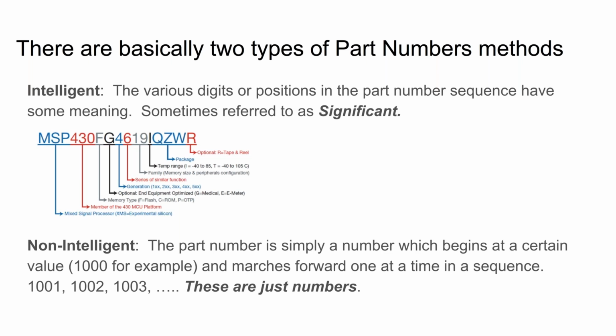There are basically two types of part numbers, and this is the essence of our discussion today. We're going to refer to them as intelligent and non-intelligent. Intelligent part numbers are sometimes referred to as significant. What that means is that the various locations and digit positions within the part number have some meaning to the company or the organization.